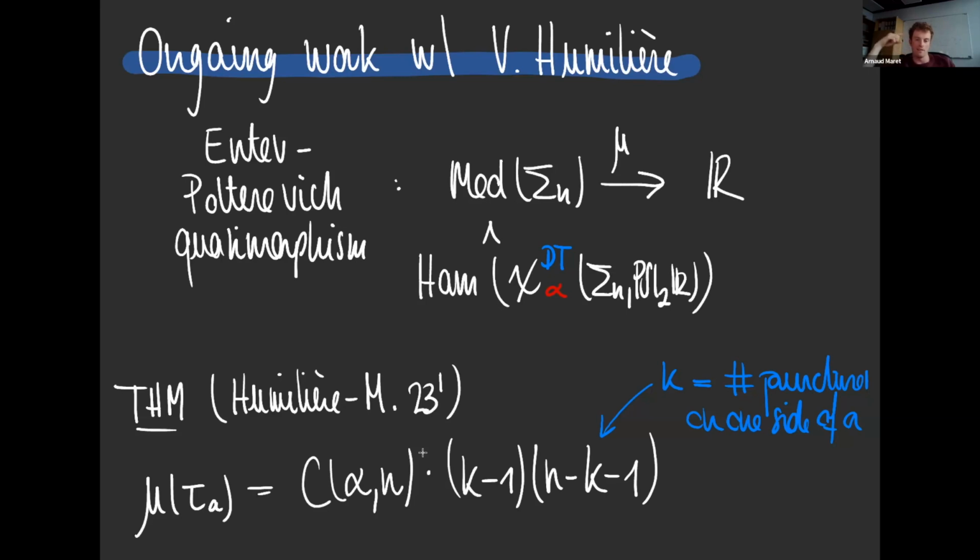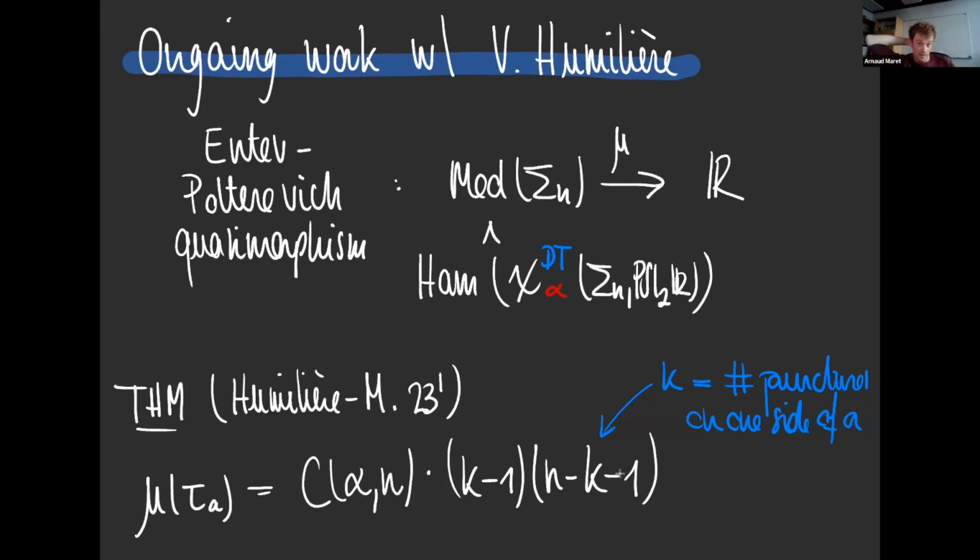So remember, A is a simple closed curve on the punctured sphere. It cuts the sphere into two parts. On one side, you have k punctures. On the other side, you have n minus k punctures. So you see that this expression is symmetric. And somehow the value of the quasimorphism on the Dehn twist only depends on the number of punctures on each side of the curve A in this fashion.